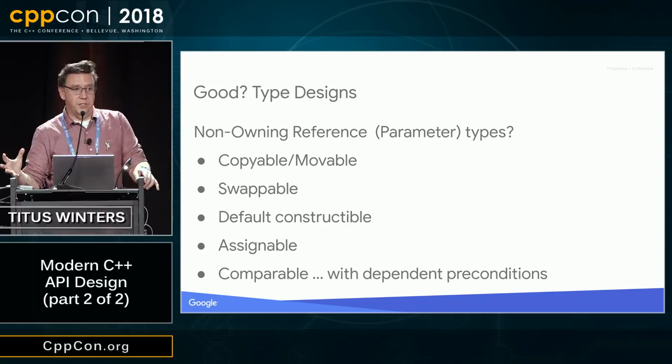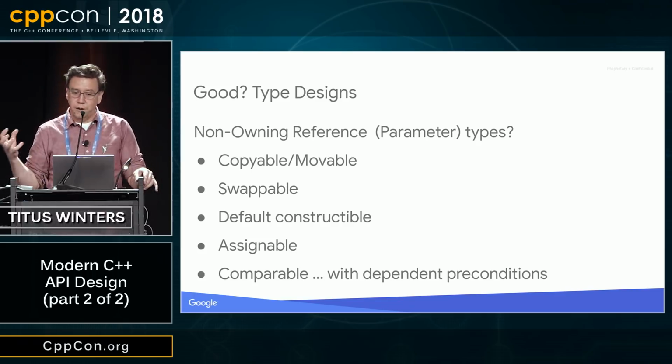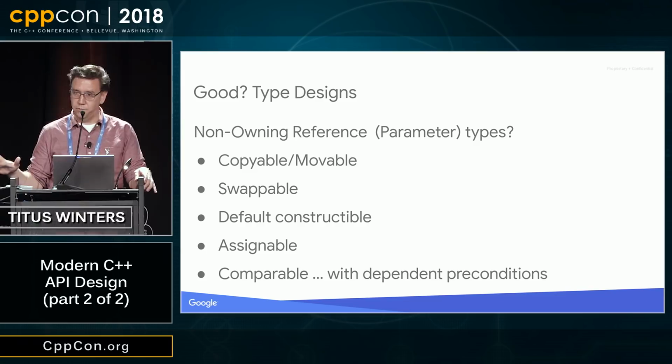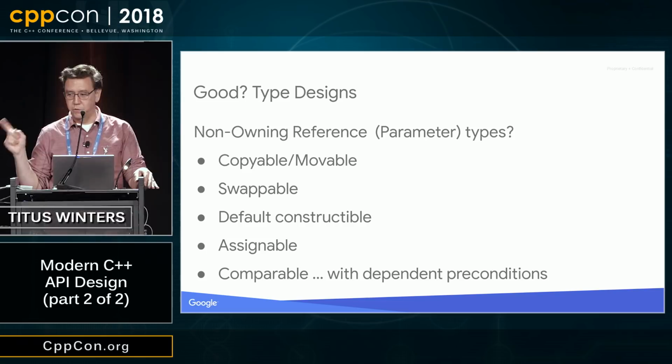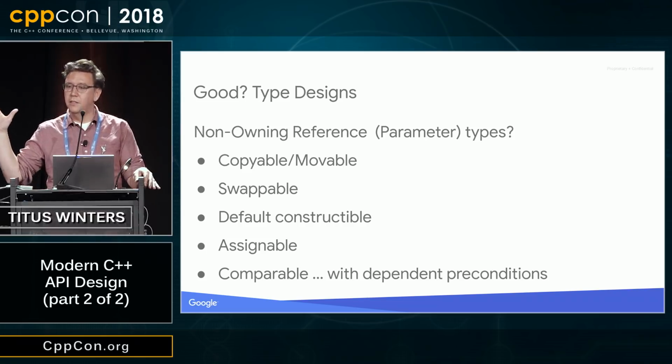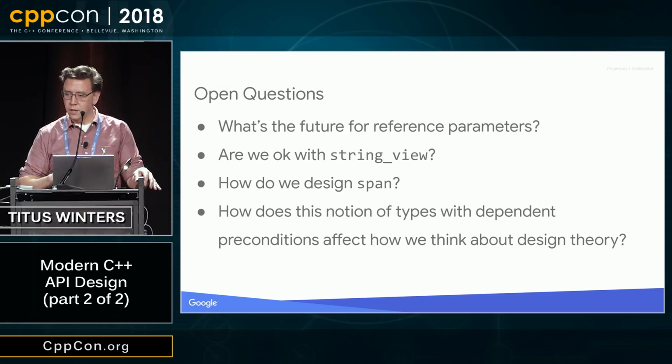And then there's this big question that I have devoted so many words to, right? Are reference types okay? If so, I think they really need to look like string view and not span. I think we've got good experience and now theory to explain why string view is acceptable, not as good as Stepanov regular, not as good as vector, not as good as string, but acceptable, and why traditional formulations of span are just borked. String view is copyable, movable, swappable, default constructible, assignable, comparable with dependent preconditions. That's the trick. And that leaves us with a bunch of open questions, right?